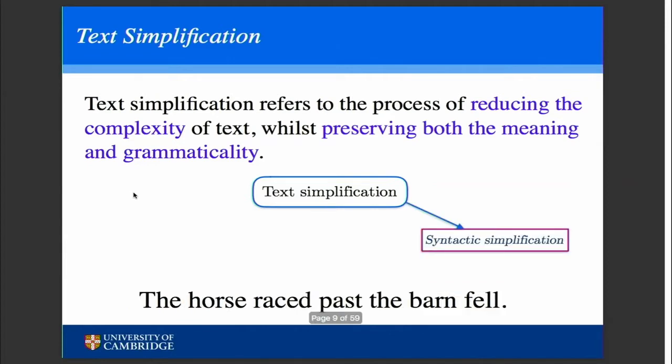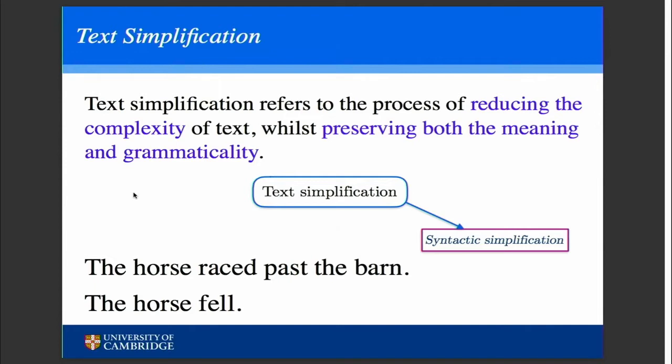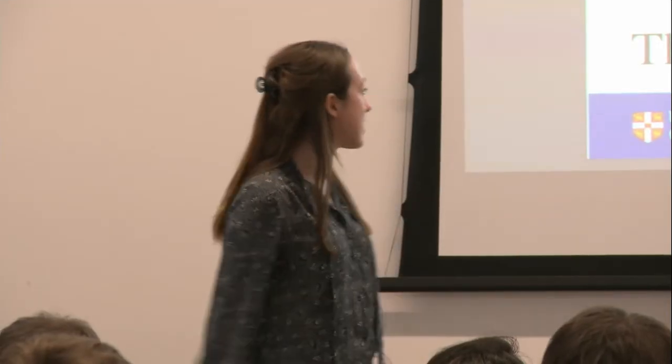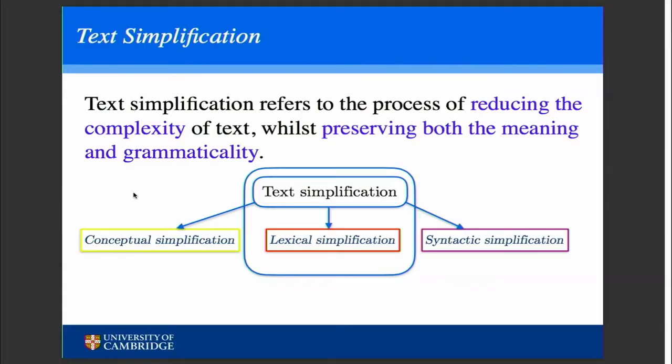And then the final type are syntactic simplifications. So this is where you're aiming to reduce the complexity of the syntax or the structure of sentences. And one of the ways that you might do this is something called sentence splitting, where you aim to take long, complex sentences and split them into smaller sentences instead. So as you can tell from the title, our specific system deals only with lexical simplifications.